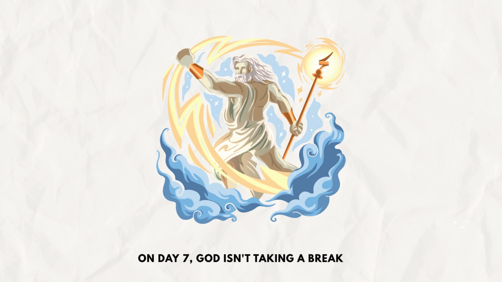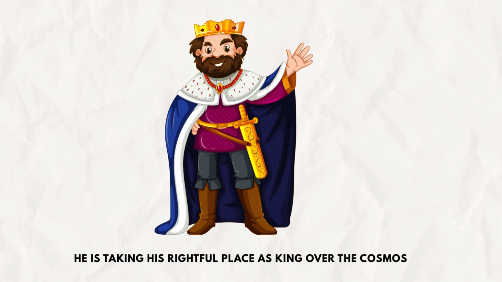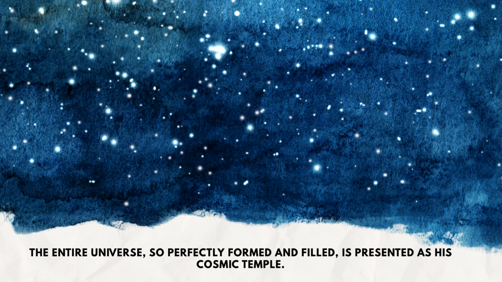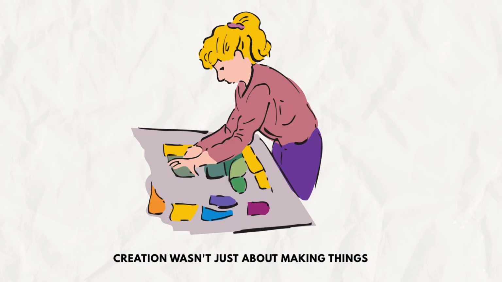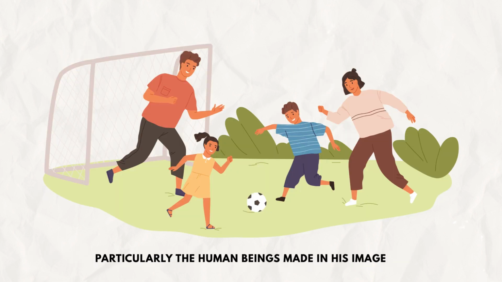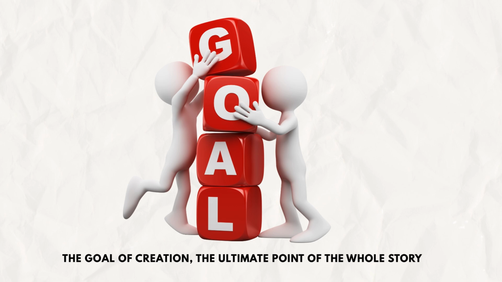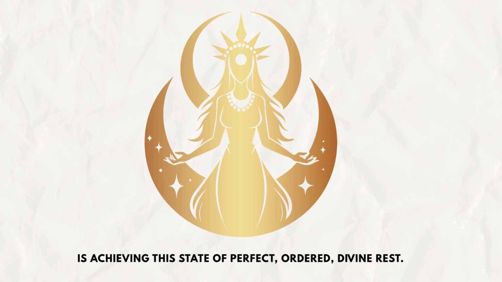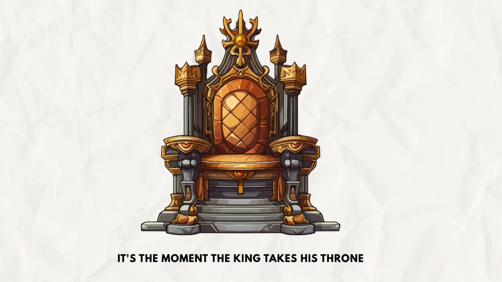On day 7, God isn't taking a break. He is taking his rightful place as king over the cosmos. The entire universe, so perfectly formed and filled, is presented as his cosmic temple. Creation wasn't just about making things, it was about establishing a sacred space, an ordered reality where God could dwell in a special relationship with his creatures, particularly the human beings made in his image. The goal of creation, the ultimate point of the whole story, is achieving this state of perfect, ordered, divine rest. It's the moment the king takes his throne.